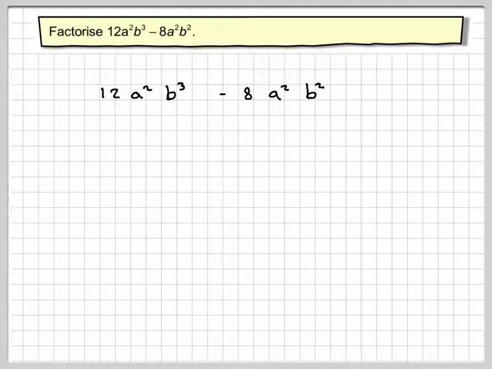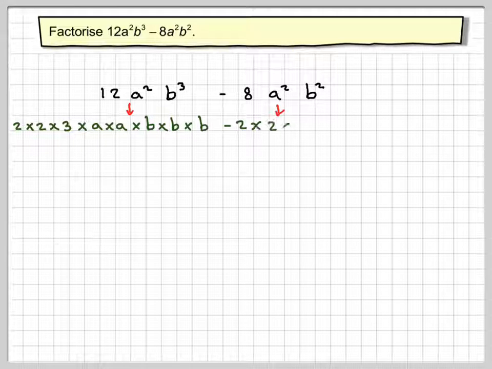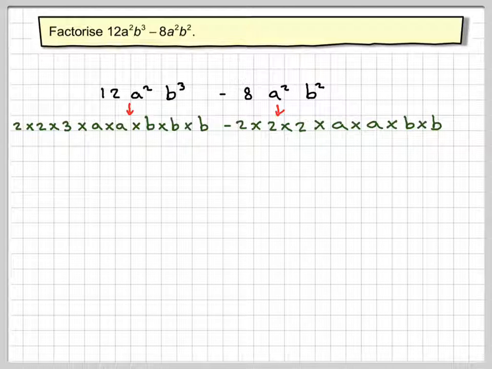So 12 as its prime factors is going to be 2 times 2 times 3. A squared we write as a times a, and b cubed we write as b times b times b, minus 8, which is minus 2 times 2 times 2. A squared we write as a times a, and b squared we write as b times b.